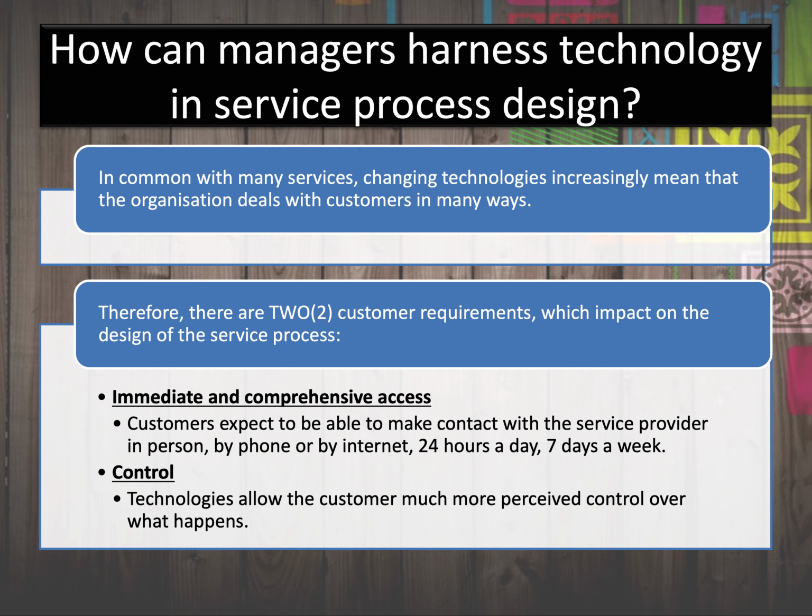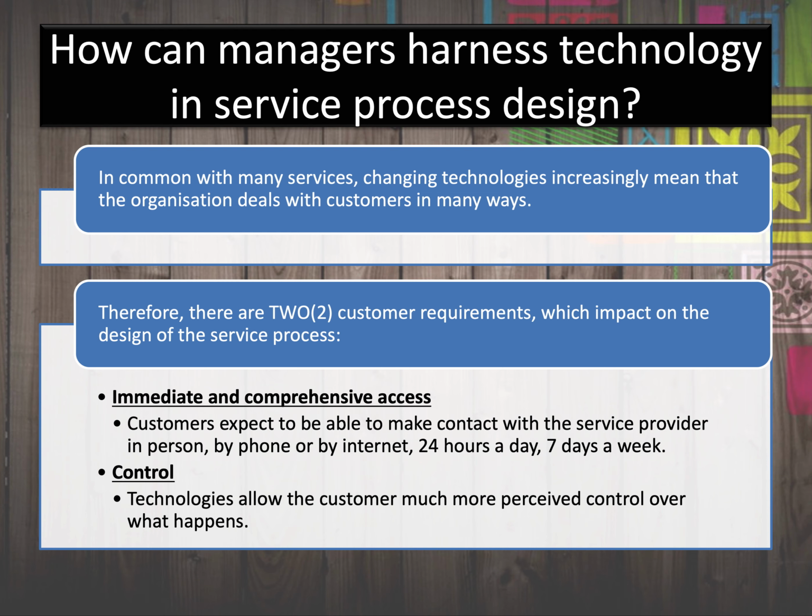Then we go into another part: how can managers harness technology in service process design? In common with many services, changing technologies increasingly mean that the organization deals with customers in many ways. There are two customer requirements which have an impact on the design of the service process. First is immediate and comprehensive access. Second is known as control.